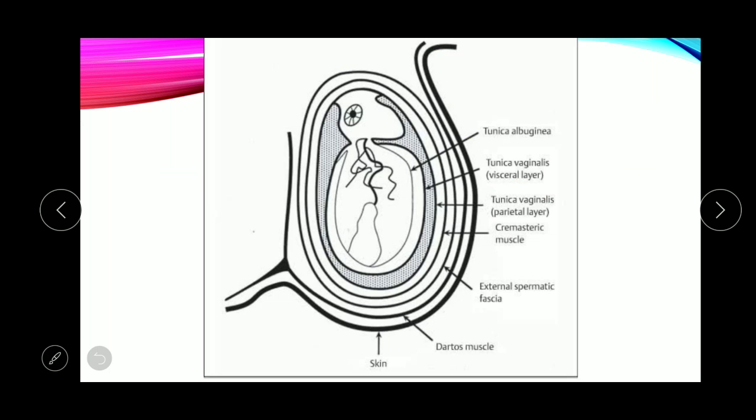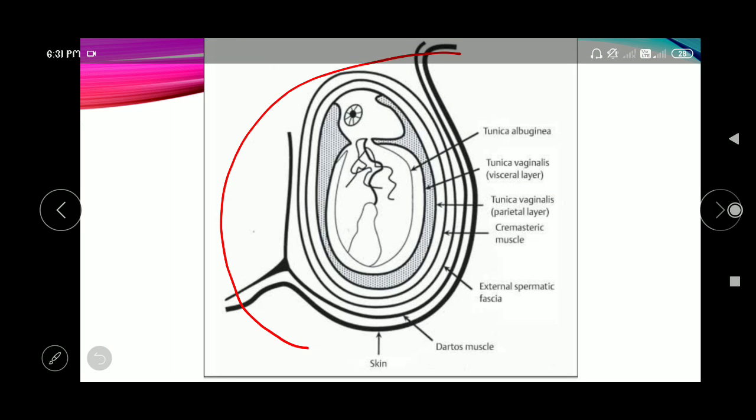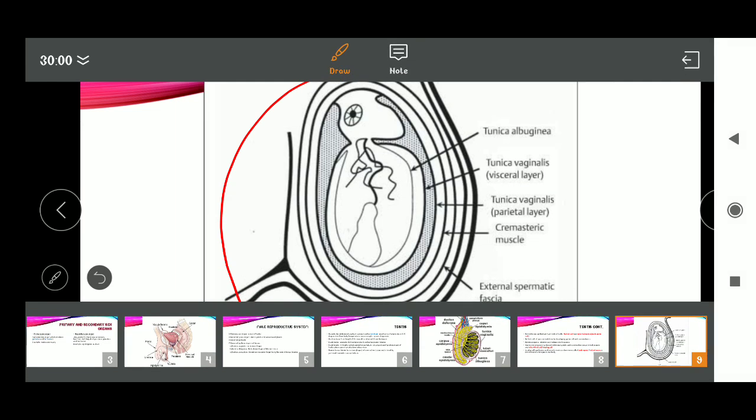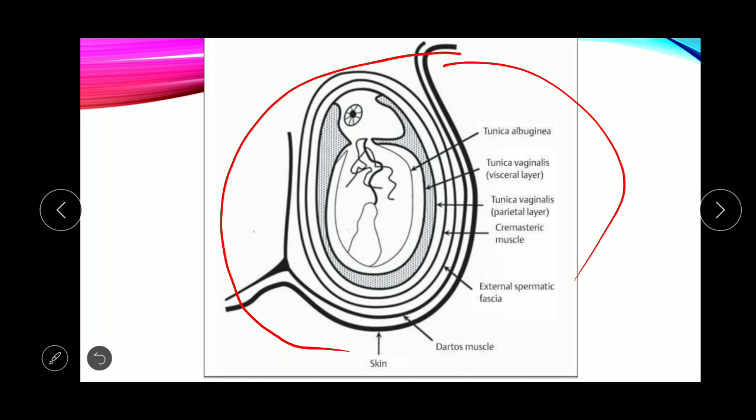Now you can see the layers surrounding the testis. So what are they? Skin is there, dartos muscle is there, external spermatic fascia means a layer of tissue, then cremasteric muscle, tunica vaginalis parietal layer, tunica vaginalis visceral, that is internal layer, and tunica albuginea. I put this picture only to make you aware about the layers of tissue covering the testis.